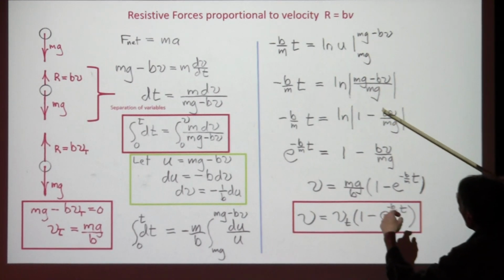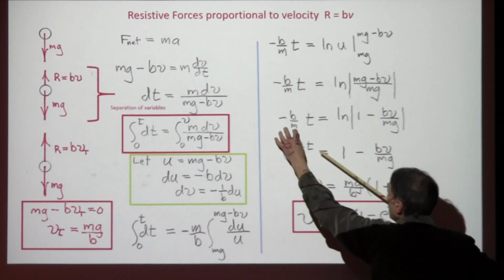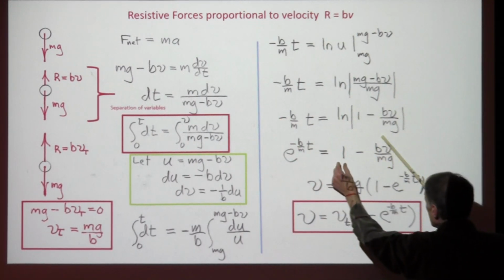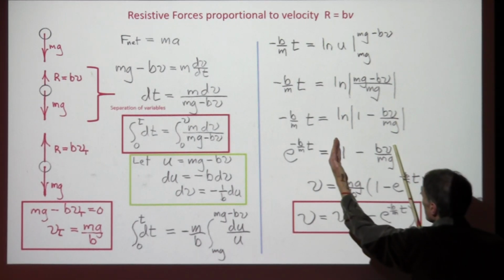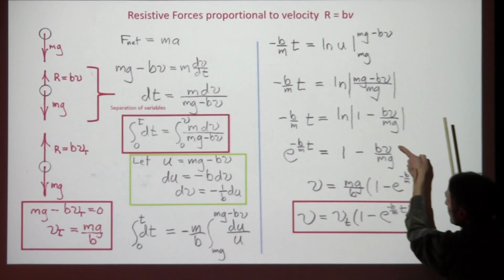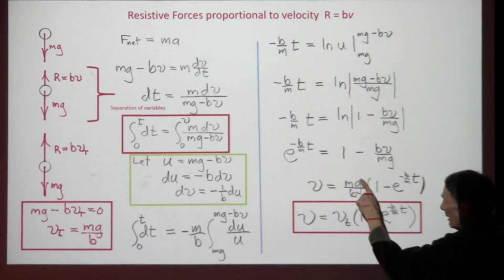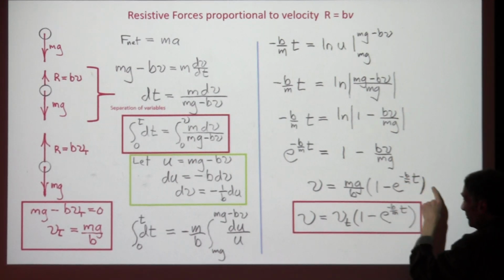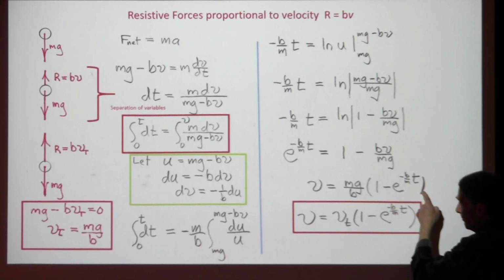Then the idea is once we have that and simplified, we take e to this power, and with the properties of logarithms, that they're just inverse functions, it just brings back what's inside here. And then it's a matter of just solving for v, and we can get the velocity is equal to mg over b times 1 minus e to the minus b over m t. And so now we have velocity as a function of time.